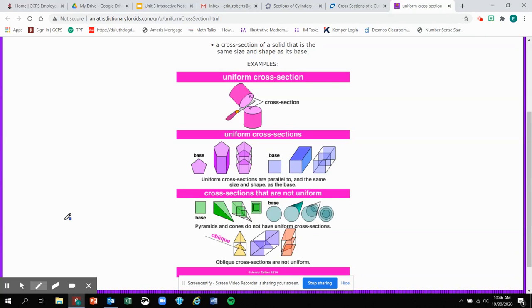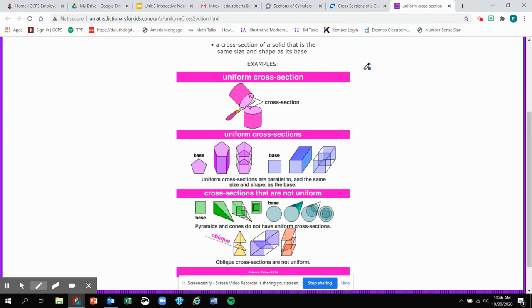A cross section is the two-dimensional shape that is formed from slicing a three-dimensional object. So you'll see in this picture at the top of your screen, you have a cylinder, but it has been sliced. Well, the cross section that was created here is a circle because that is the two-dimensional shape that you see when it is sliced. So you can have different cross sections for different shapes.